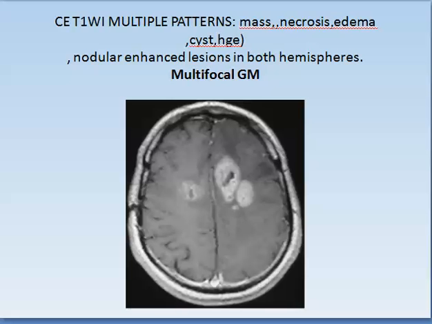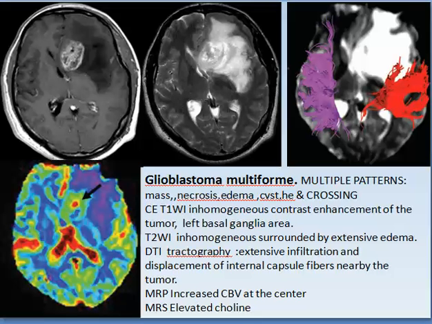Glioblastoma multiforme can exist multifocal, again with cystic changes, central necrosis, and irregular enhancement in both hemispheres. Glioblastoma multiforme with multiple patterns showing extensive peritumoral vasogenic edema, crossing the corpus callosum, and irregular necrosis with irregular, inhomogeneous enhancement at the left basal ganglia region.